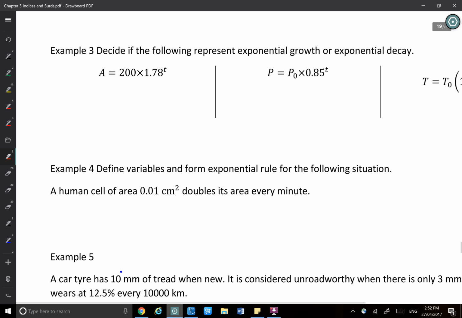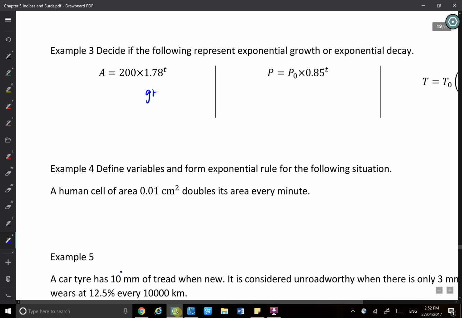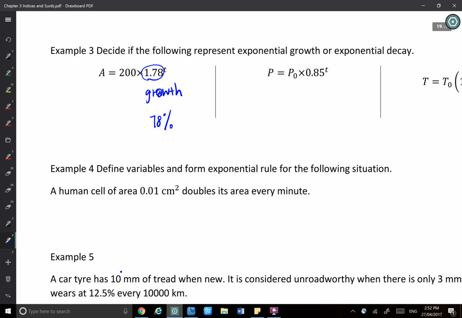Okay, next one. Decide if the following represent exponential growth or exponential decay. So A equals 200 times 1.78^t. This must be growth, because the base 1.78 is greater than 1. And I will have a 78% growth per annum, or per year, because 1 plus 0.78 gives you 1.78. So 78% will be the growth rate.